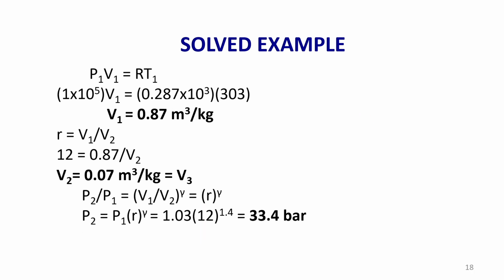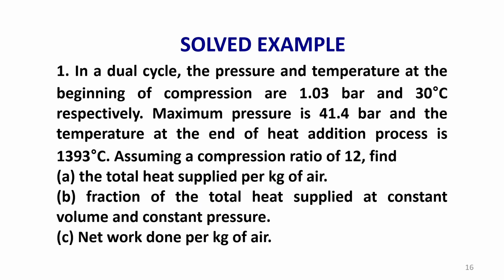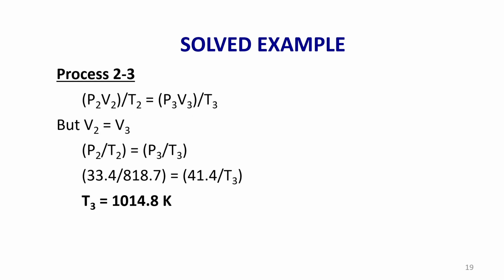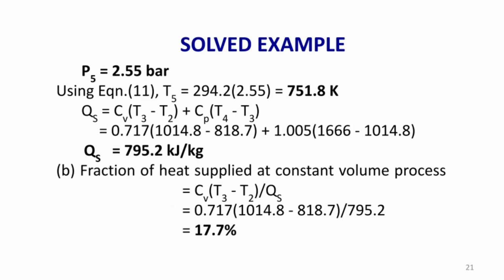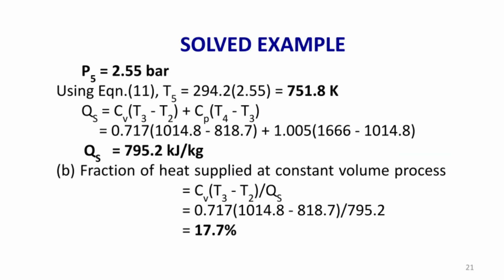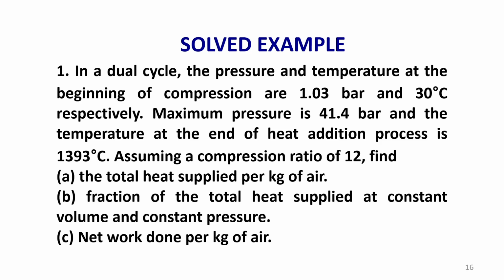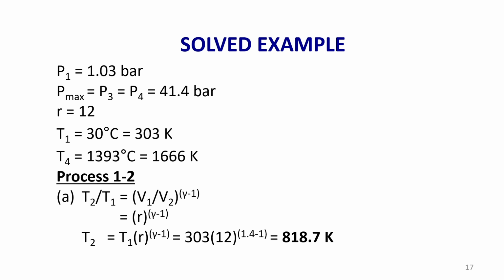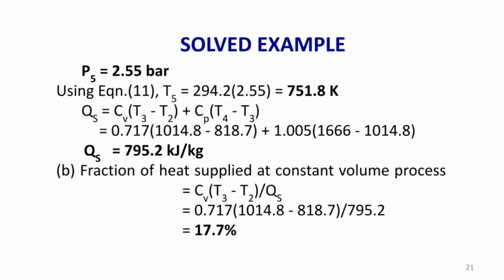So, let us see the question. Total heat supplied per kg of air is QS; that is question number 1. And question number 2 is the fraction of total heat supplied at constant volume and at constant pressure. So, let us do part B. Fraction of total heat supplied at constant volume.